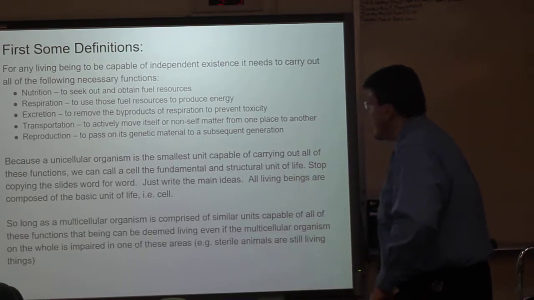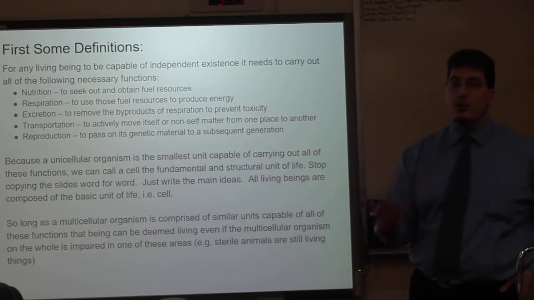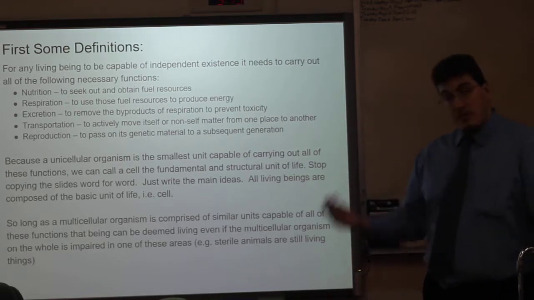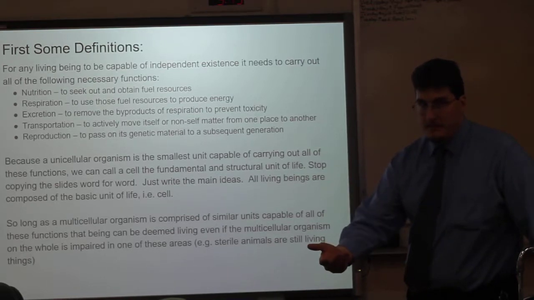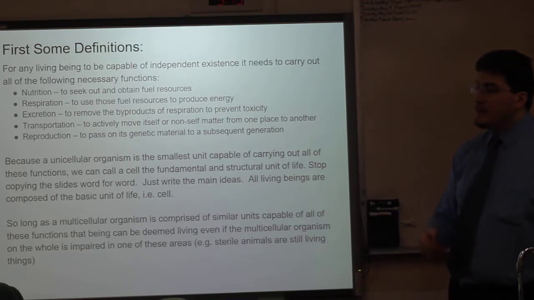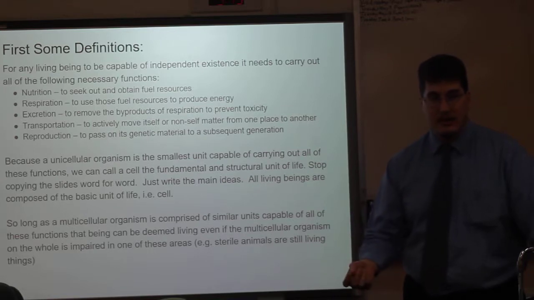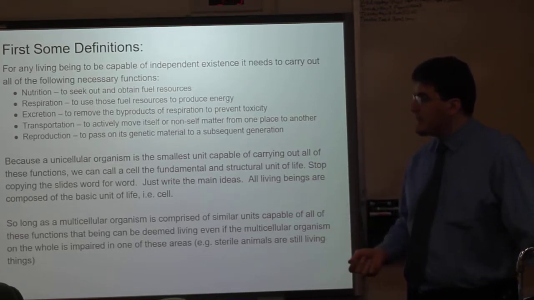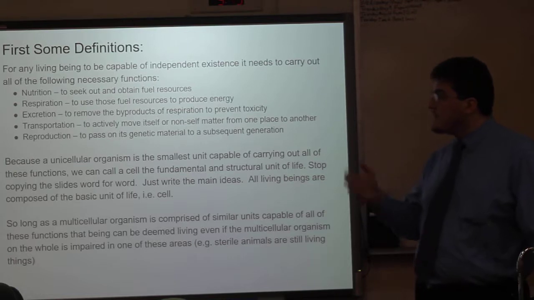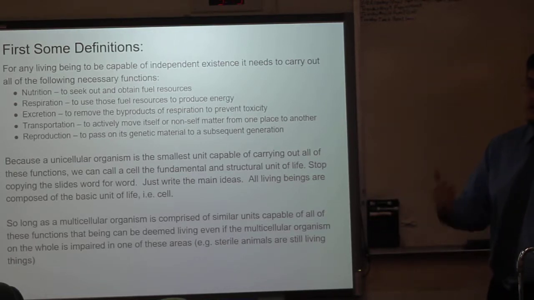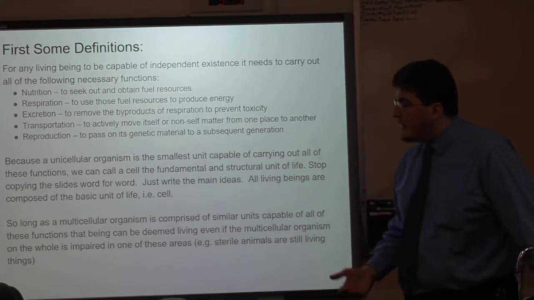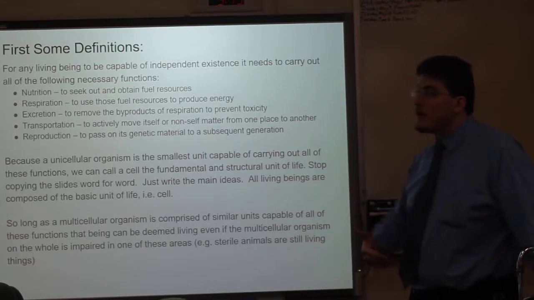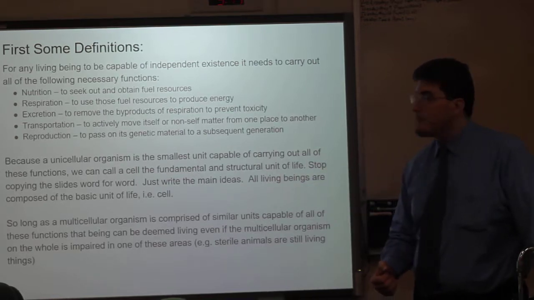Nutrition. It needs to be able to seek out and obtain fuel resources. Respiration. It needs to use those fuel resources in order to produce energy. Excretion. It needs to remove the byproducts of respiration to prevent toxicity. Transportation. It needs to actively move itself or non-self matter from one place to another. Reproduction. It needs to pass on its genetic material to subsequent generations.